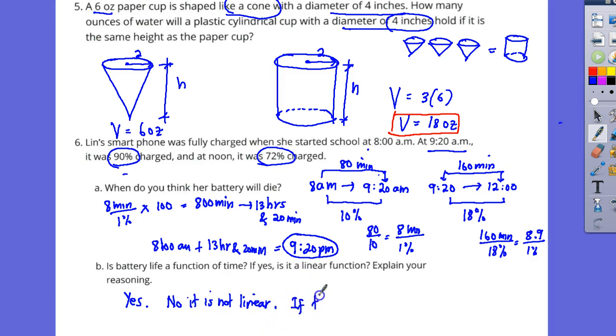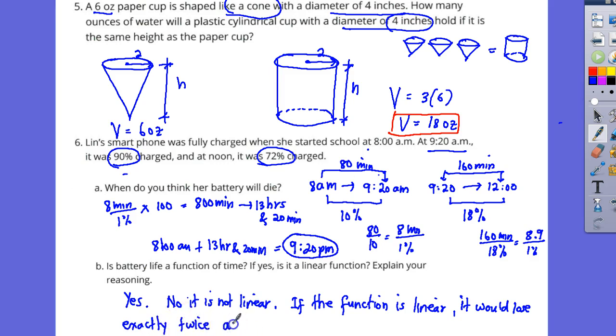If the function is linear, it would lose exactly twice as much in 160 minutes as it did in 80 minutes.